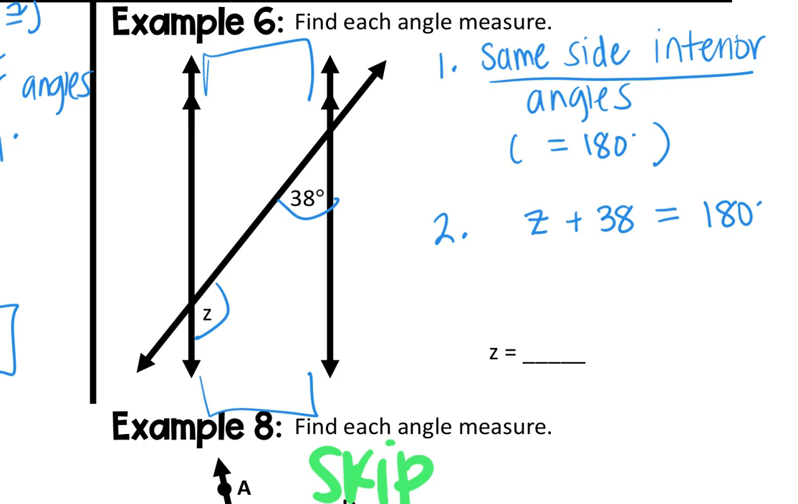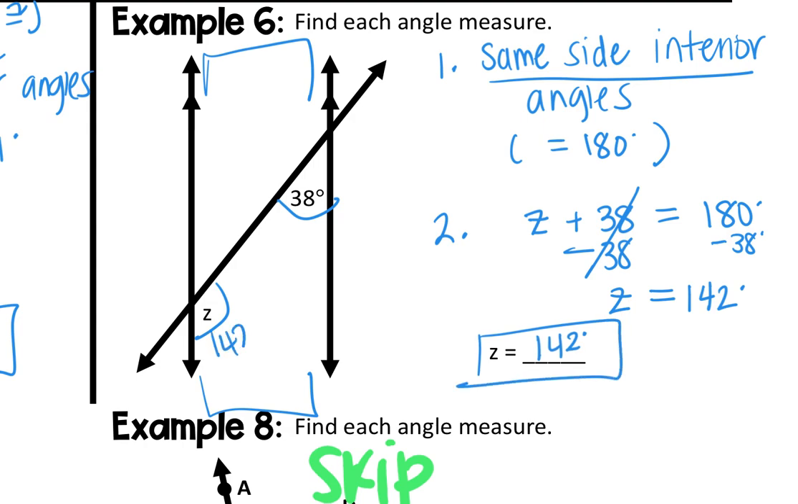Let's solve. Well, I want Z by itself. So what's in the way is that positive 38. I'm going to move it to the other side because it's not supposed to be there. So I subtract 38 here as well. Z equals whatever 180 minus 38 is going to be, and that is 142 degrees. So Z is 142 degrees.